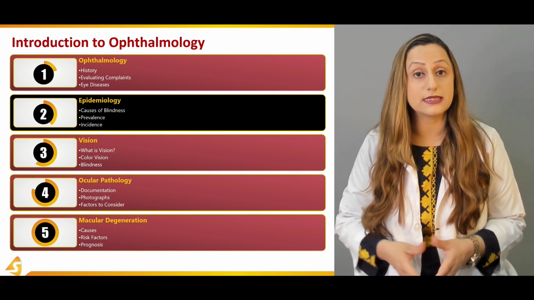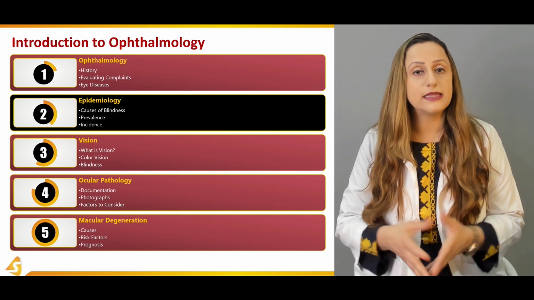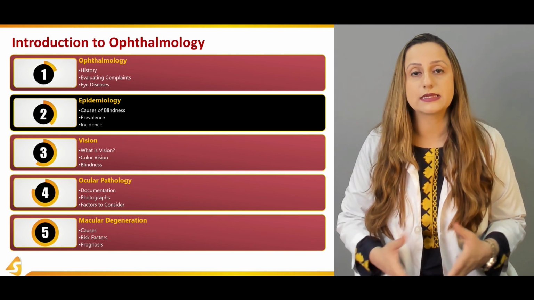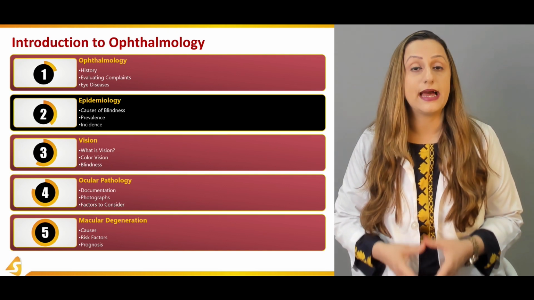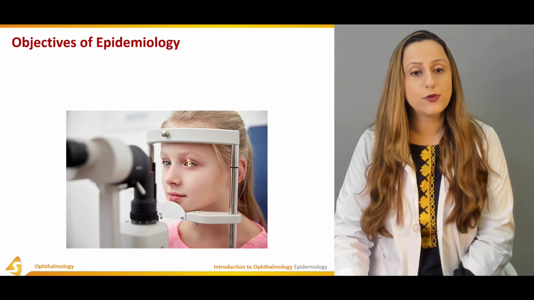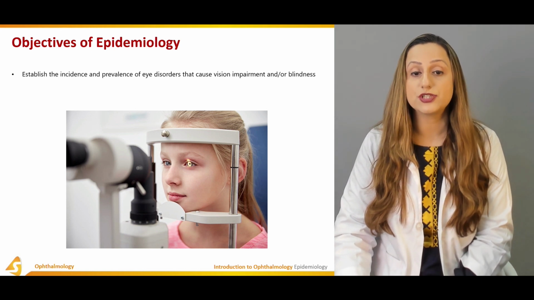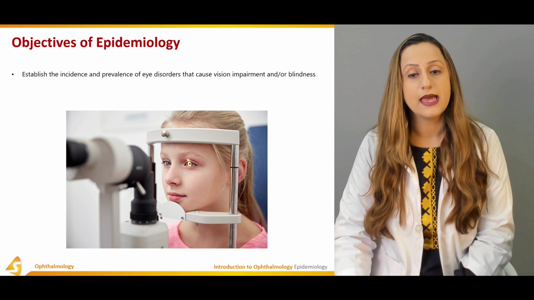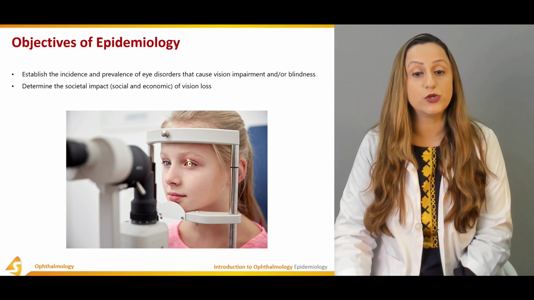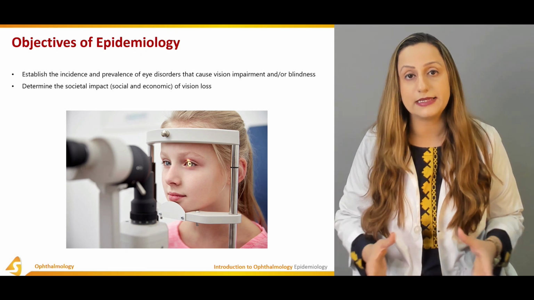Now there are different causes that can affect the optic nerve, and they range from infections and inflammations to traumas. Direct traumas can affect these areas and result in blindness. When we talk about the objectives of epidemiology, the basis is to establish the incidence and prevalence of eye disorders that cause vision impairment or blindness, and to determine the societal impact of vision loss. The post-blindness effects on society are again very important.